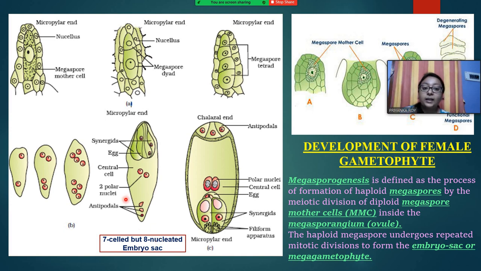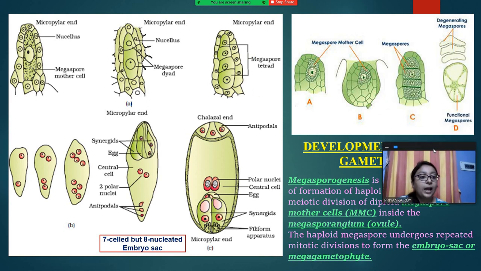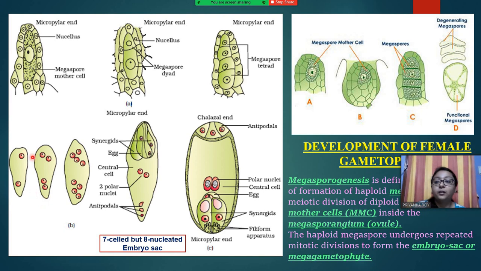The embryo sac is known as the megagametophyte or the female gametophyte. Now in this case, the first mitotic division will give rise to 2 nuclei from one functional megaspore, that is this one. In the second mitotic division, 4 nuclei will be formed, and the third mitotic division will give rise to 8 nuclei. So the 8-nucleated stage is achieved.